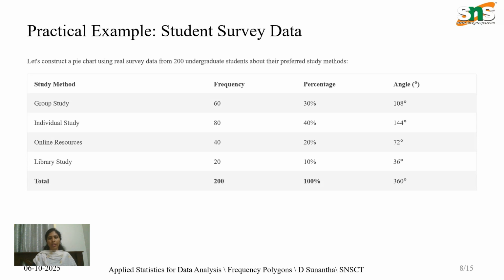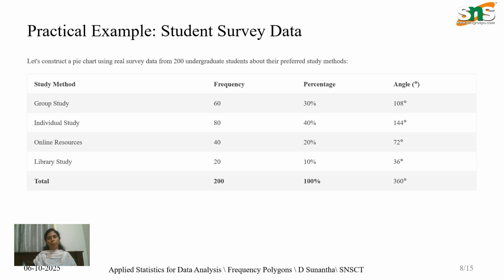On adding all the frequencies, we are getting 200. Next, we are converting these frequencies into a percentage format by dividing the individual frequency by total into 100. So 60 divided by 200 into 100 gives 30 percentage. Next, 80 by 200 gives 40 percentage. Next, 40 divided by 200 into 100 gives 20 percentage. Next, 20 by 200 into 100 gives 10 percentage. Next, the percentage total is also 100.